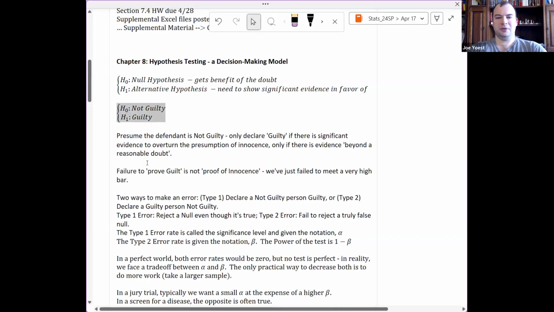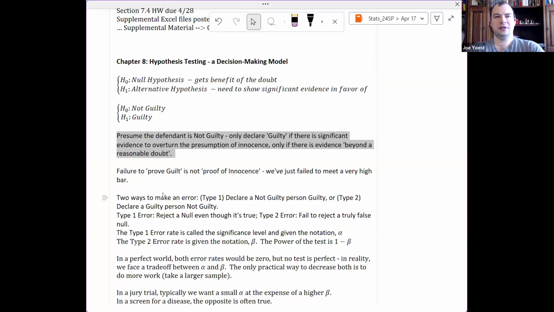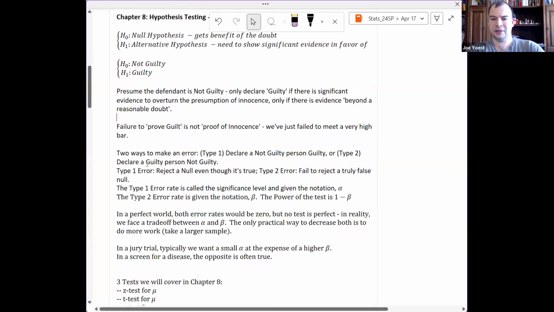And we use the example of a jury trial where the null is not guilty or innocent, and the alternative hypothesis is guilty. We presume not guilty. We go through a trial, the facts, the evidence are presented, and only if there's quite a bit of evidence to overcome a very high bar, only if there's evidence beyond a reasonable doubt that the person has committed the crime, do we switch from a not guilty to a guilty decision.